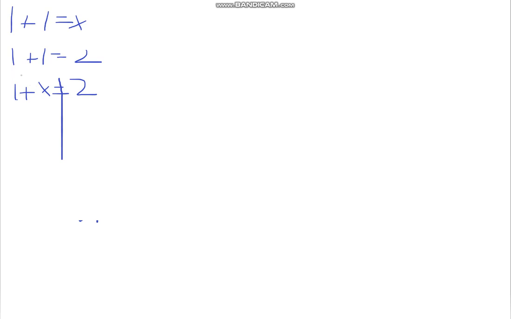So what I do on one side of the equation, I have to do on the other side. That's the rule. So I'll do minus 1 on both sides. That will turn the equation to x equals 1, which is correct. 1 plus x equals 2. 1 plus 1 equals 2.